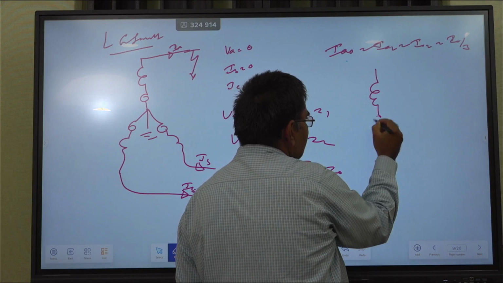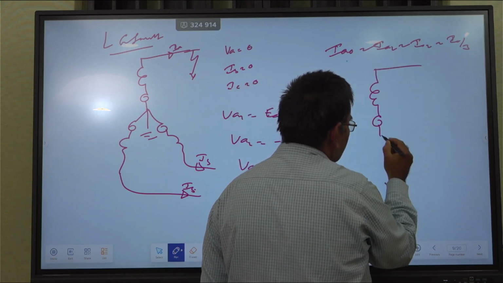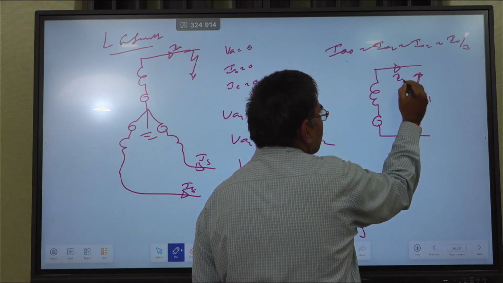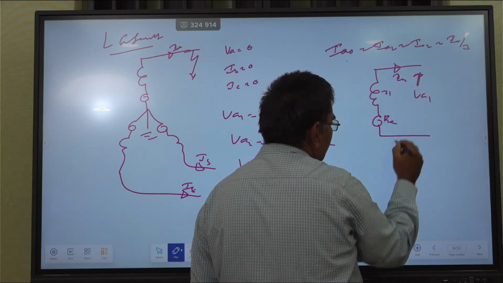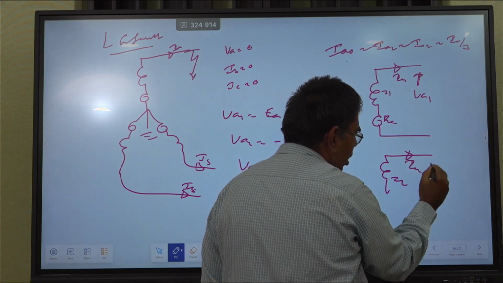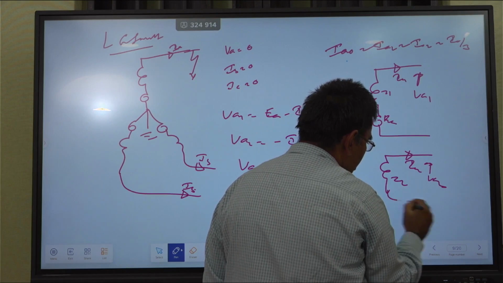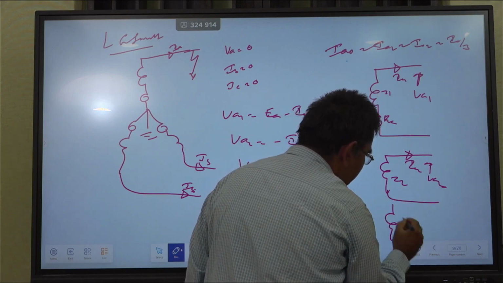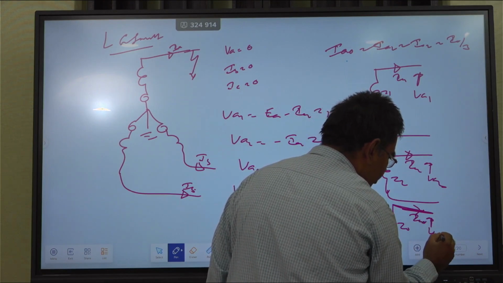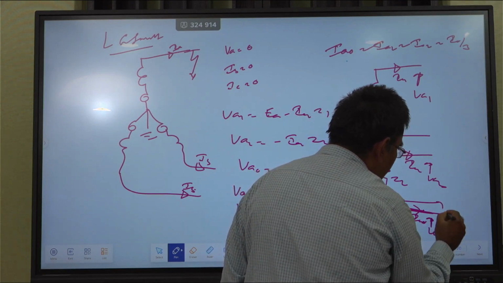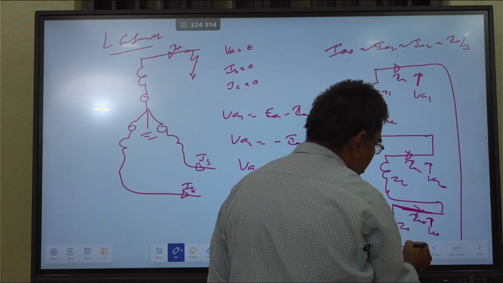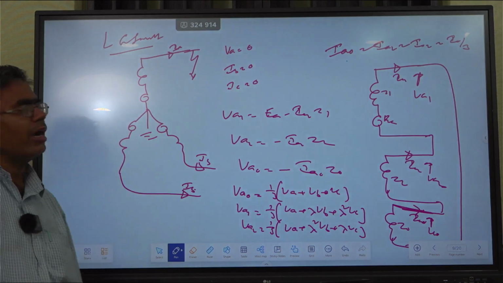The three sequence networks are connected. This is the positive sequence network diagram with VA1, IA1, Z1, EA. The negative sequence network diagram is Z2, IA2 and VA2. And the zero sequence network diagram is Z0, IA0 and VA0. Because in case of single line to ground fault IA1 is equal to IA2 is equal to IA0, the three sequence networks are connected in series.